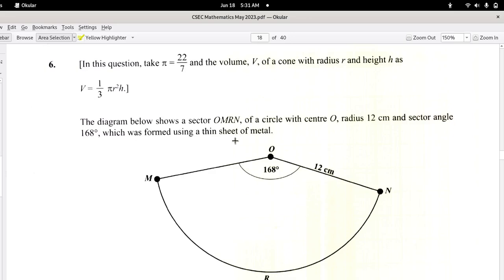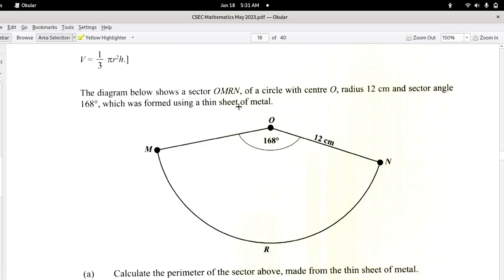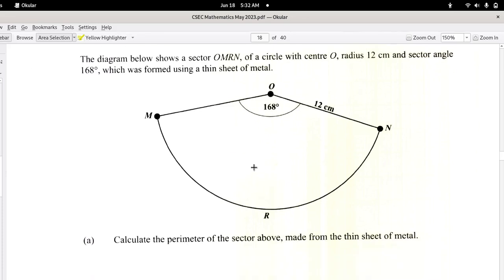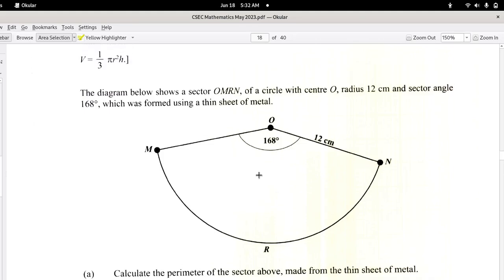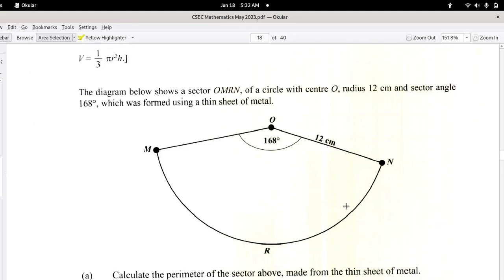The diagram below shows a sector OMRN of a circle with center O, radius 12 cm and sector angle 168 degrees, which was formed using a thin sheet of metal. Calculate the perimeter of the sector above, made from the thin sheet of metal.